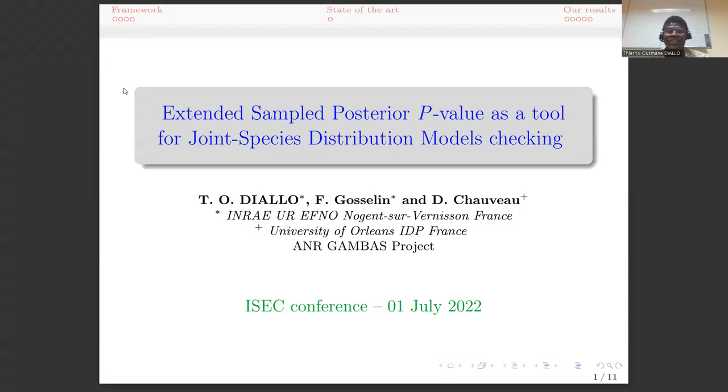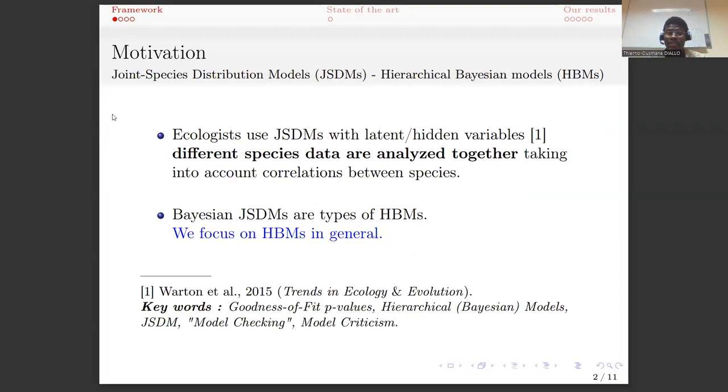My presentation will focus on the extended sample posterior p-value as a tool for joint species distribution model checking. First, I talk about the framework. Ecologists use joint species distribution models, JSDMs, to model biodiversity hierarchically. This modeling method makes it possible to share environmental information between species and take into account correlations between species in the same analysis. Bayesian JSDMs are types of Hierarchical Bayesian Models, HBMs.